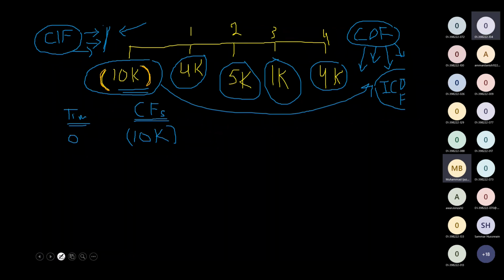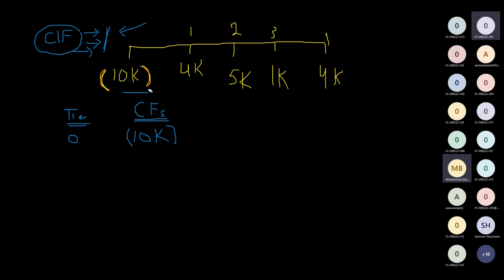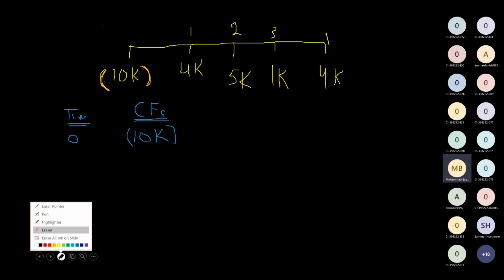So now let's go back to the concept that we were studying. Let's say we invested $10,000 in a business, and in the first year we got $4,000. In the second year, we got 5,000. In the third year, we got 1,000. And then in the fourth year, we recovered 4,000 from this business. Now, what next?